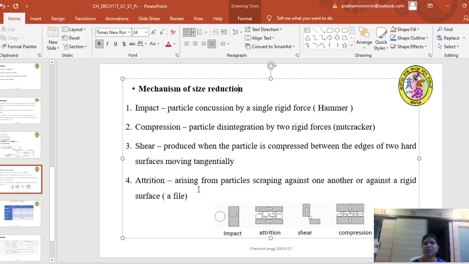So attrition means rubbing against each other: keeping the particle between two surfaces and rubbing in the opposite direction. So the particles which we have got, that is because of the attrition force. That's what we say, the force arising from the particles scraping against one another or against a rigid surface, that is the attrition force.